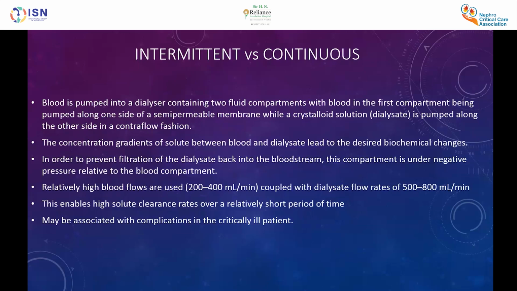So relatively higher blood flows are used in intermittent hemodialysis, around 200 to 400 ml per minute, coupled with dialysate flow rates almost double that, around 500 to 800 ml per minute. Now, this enables high solute clearance rates over a relatively short period of time, so this may be associated with complications in the critically ill patient.